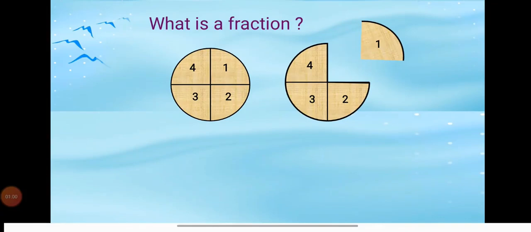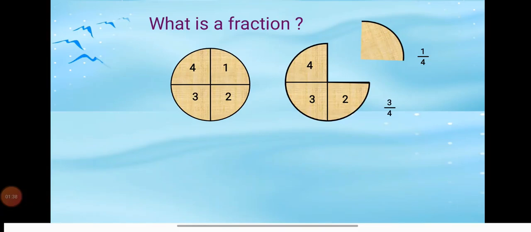Now I will represent it as 1 by 4, where 1 represents the part which you have taken out and 4 represents the total number of parts of a circle. Whereas now in this particular circle, the remaining part is 3 by 4. That is how I will represent the remaining part, where I am left with 3 parts out of 4.